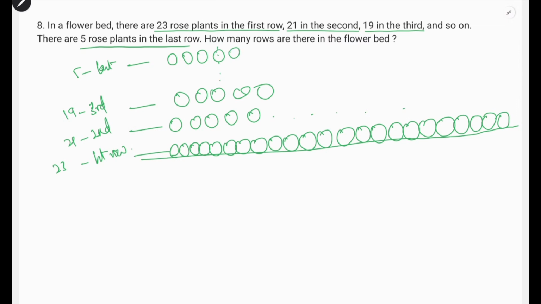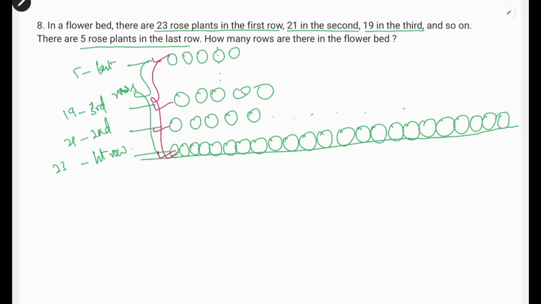Now, how many rows are there in the flower bed? We need to find out how many rows. This is the first row, this is second, this is third, and this is the last. But how many are there in total?